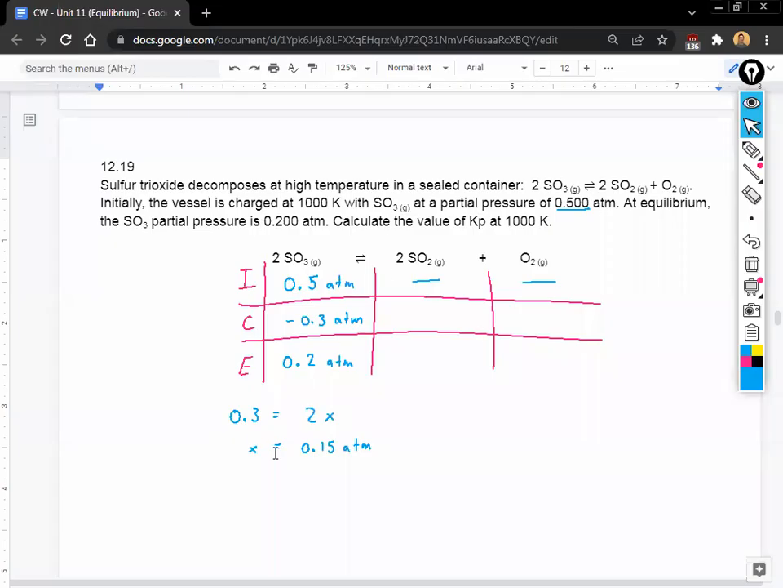Okay, so now that we have the base value of change per mole, we can start filling stuff in for the products. So if you notice, SO2 has the same coefficient in front of it, so it's going to have the same value of change. It's going to be plus 0.3. O2 has a coefficient of 1, which is half of 2, so it's going to be half the base value, which is 0.15. That means we're going to end up with equilibrium values of 0.3 ATM for SO2 and 0.15 ATM for O2.